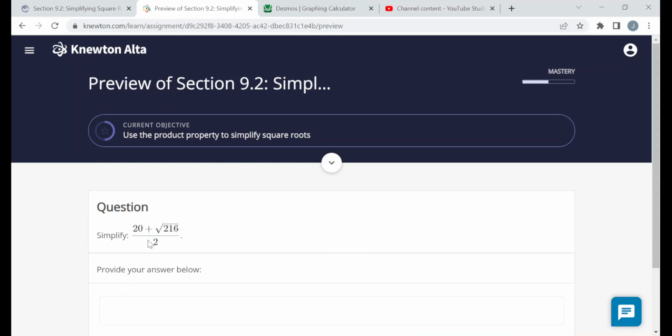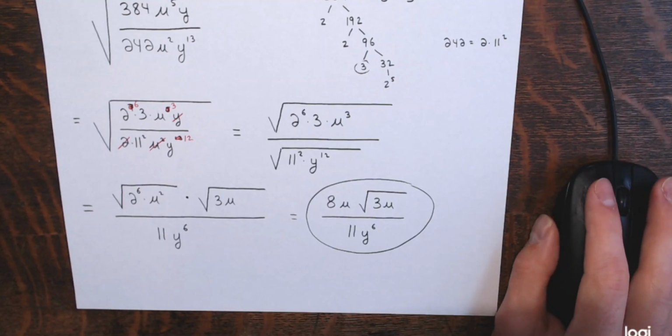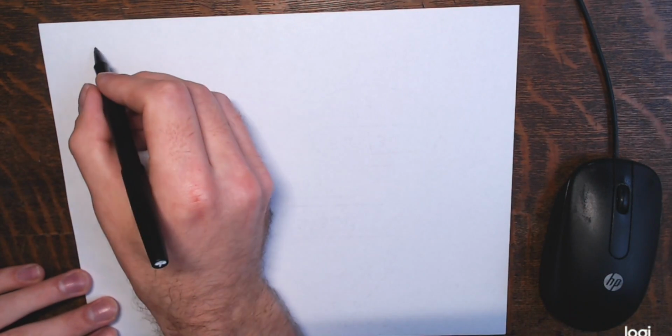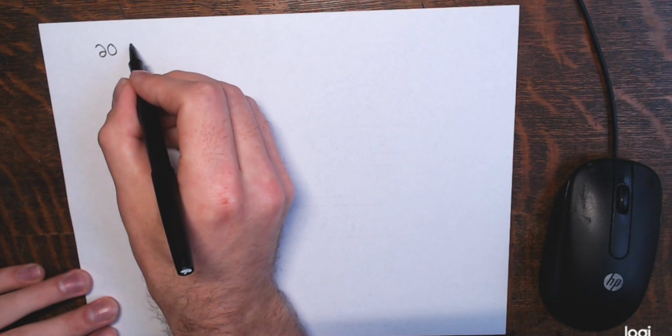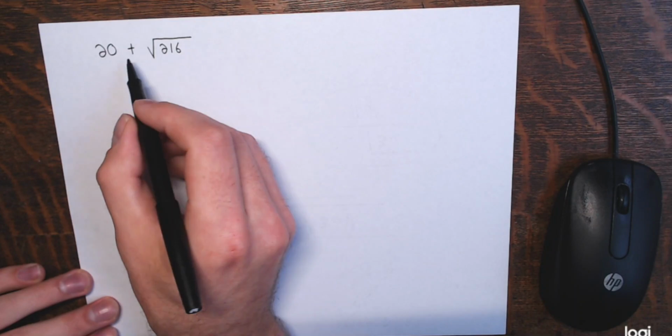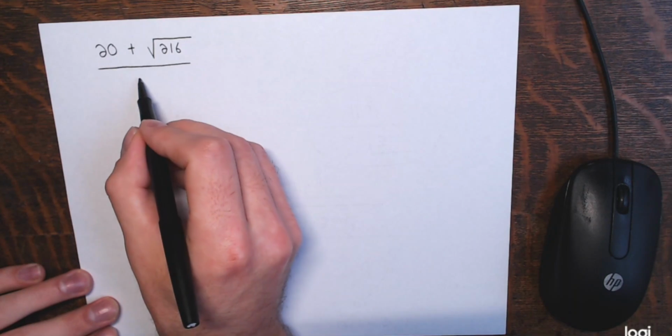So this time we're just asked to simplify this expression. So it is a fraction, right? So if the numerator and denominator have any common factors, I need to get rid of them. But first I'm going to simplify this square root of 216 and then put that back in here, and then we'll simplify the fraction as a whole. So in the numerator I have 20 plus the square root of 216, and then all of that divided by 2.